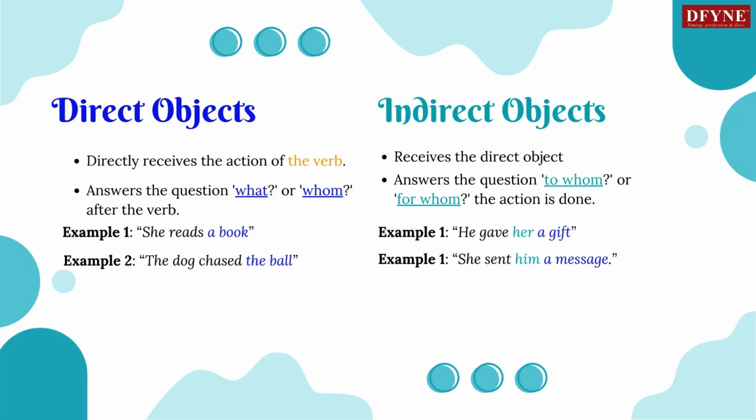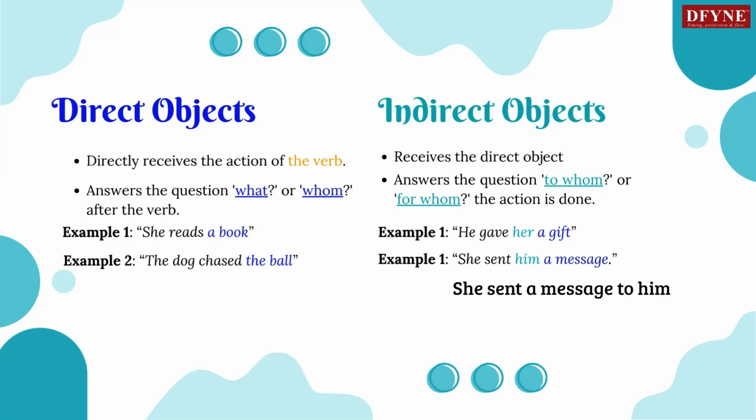Another example, "She sent him a message." Here, message is the direct object, while him is the indirect object, since he's the person receiving the direct object, the message. Direct objects usually follow the verb, and indirect objects are typically seen before the direct object. For example, "She sent him a message." Him is the indirect object, and message is the direct object.